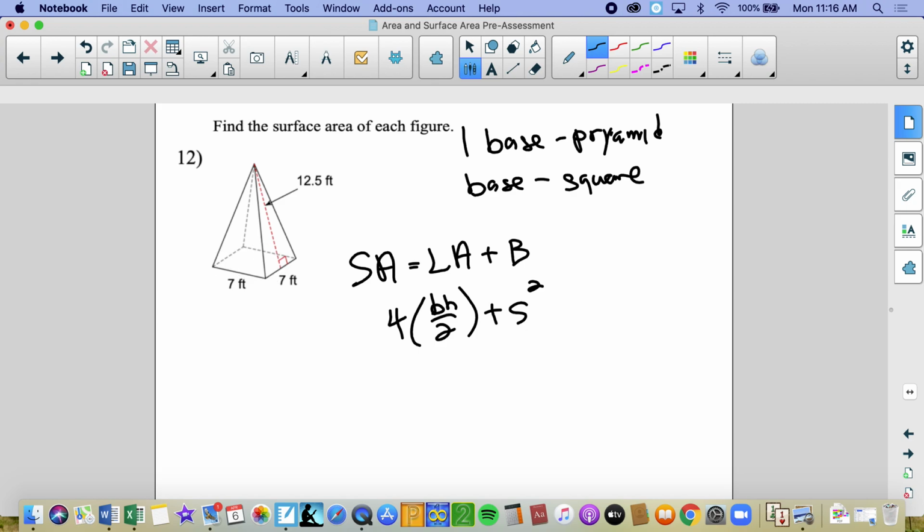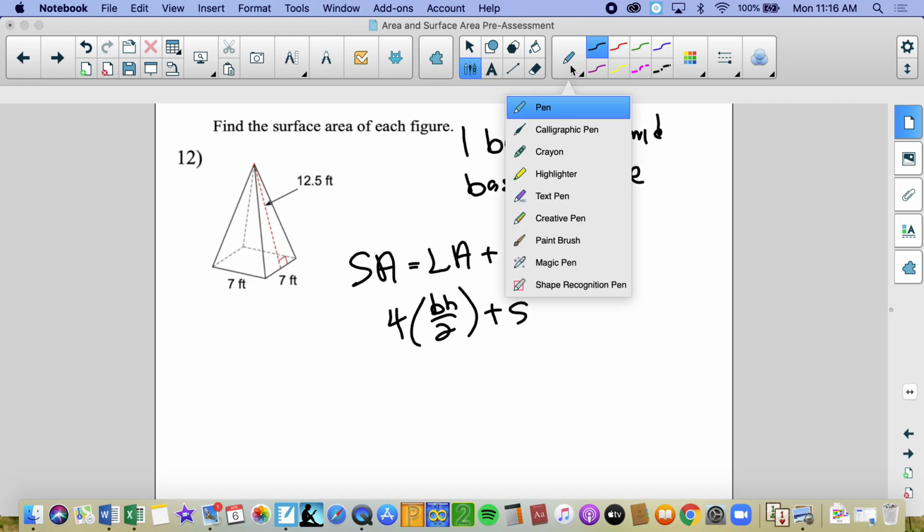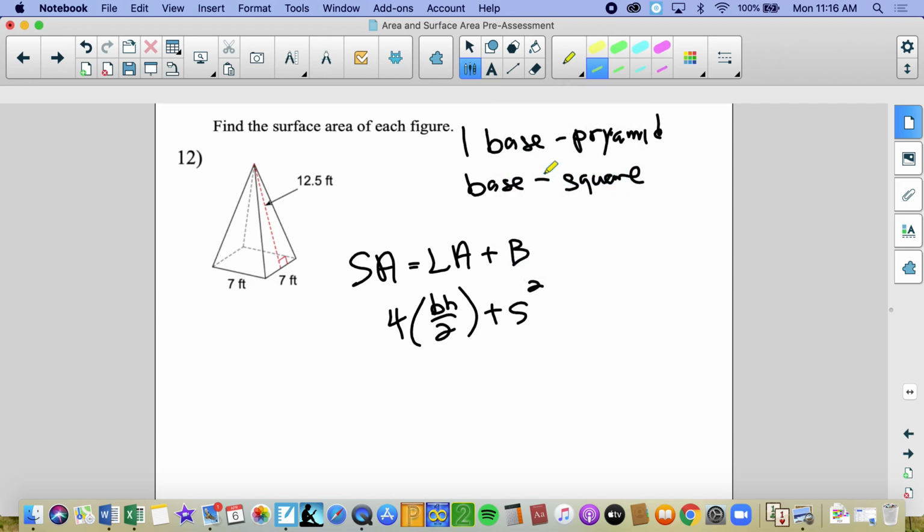So let's erase this. So what I see here is I have this triangle right here. That's one of the faces. I have another one right here.